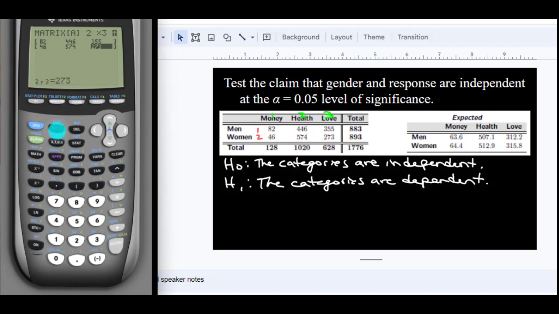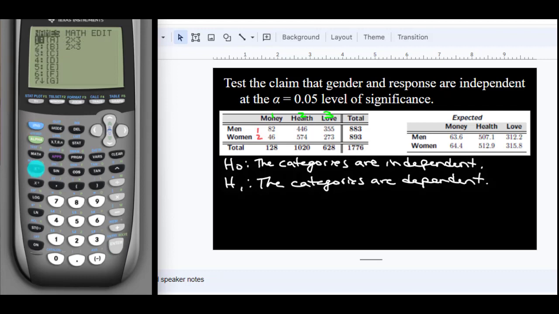We're going to quit to get out of that menu, and I'm going to try it here without entering in the expected values to see if it will work. So we're going to go to Stat and over to Tests, and we're going to go down to the chi-squared test, which is right there. We're going to push Enter, and notice it already has the observed value for matrix A and the expected values in matrix B. So I'm just going to go down to calculate and see what happens if it gives us an answer. I think it does. So I'm going to go back and check.